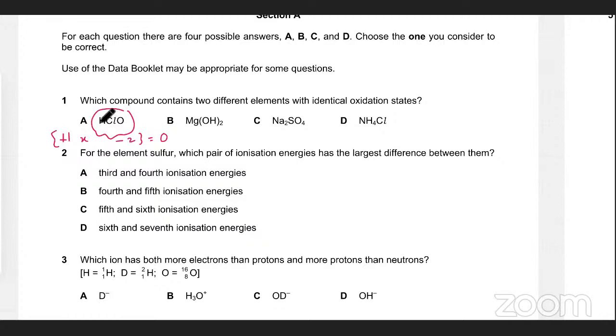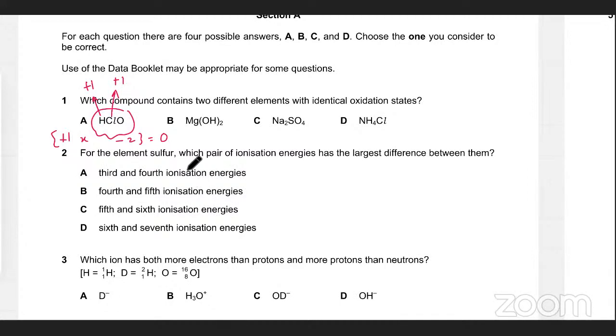H is mostly +1, except when it's with metals, and oxygen is mostly -2, except in peroxides, or if it's bonded with fluorine. So if you solve this, X would come out to be +1. So Cl over here is +1 and H is +1. वो वैसे ही +1 है, it's always +1.